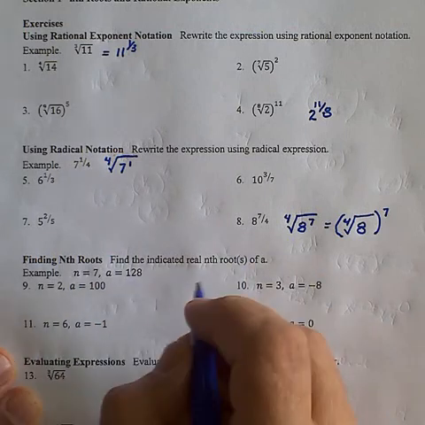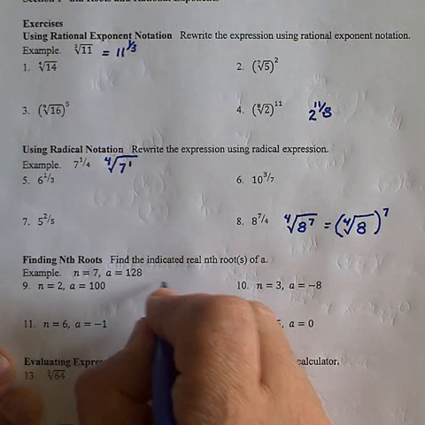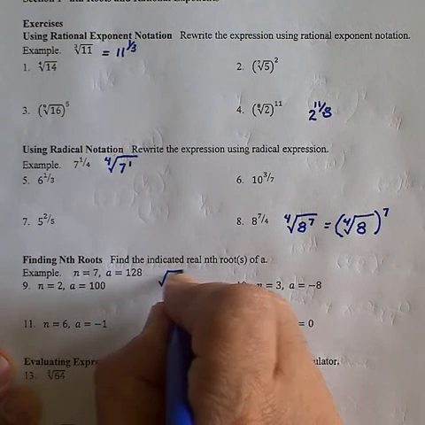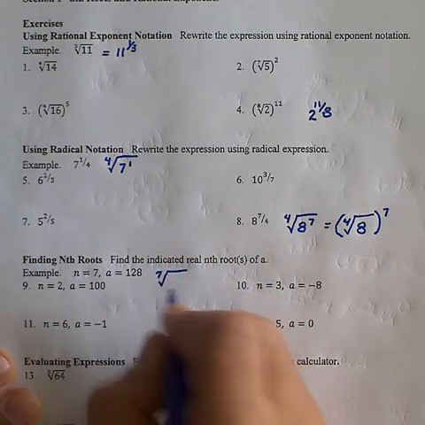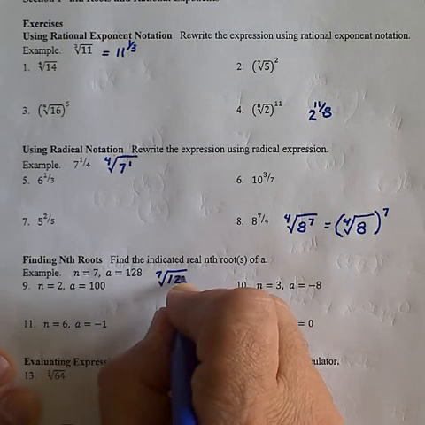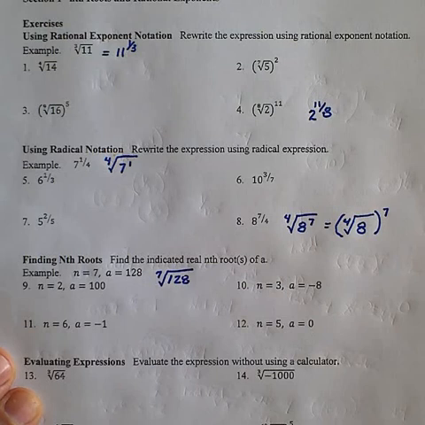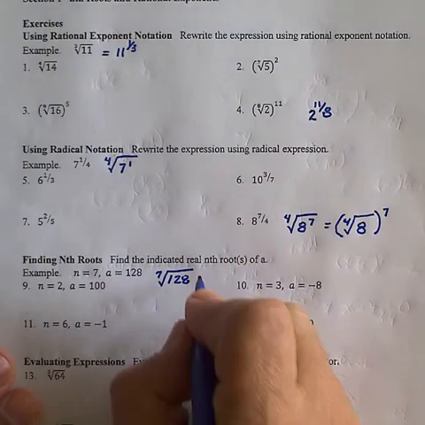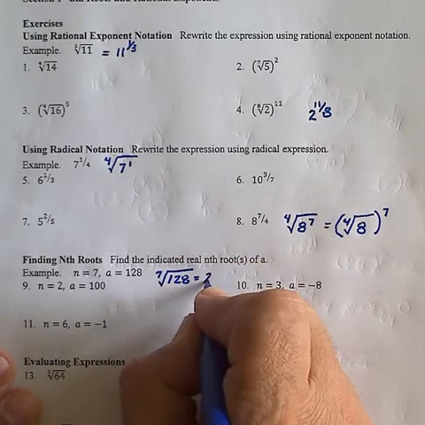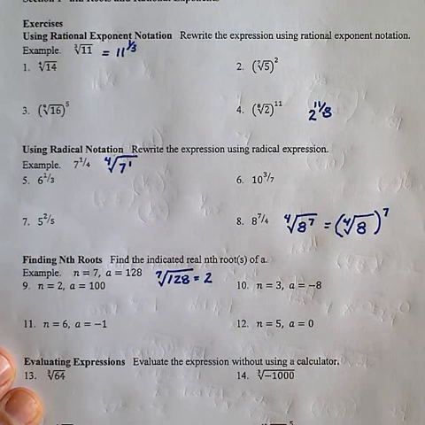On 9 through 12, n is your index, a is your number. So this would be the 7th root of 128. So they're asking you, what number would you raise to the 7th power to get 128? Turns out it's the number 2. On number 10, got to be careful. Well, let's do number 11. Got to be careful here when you set these up.